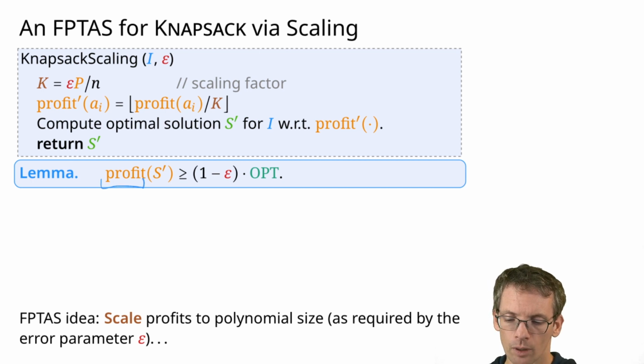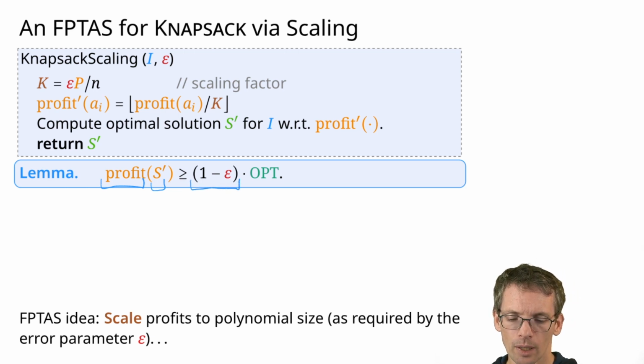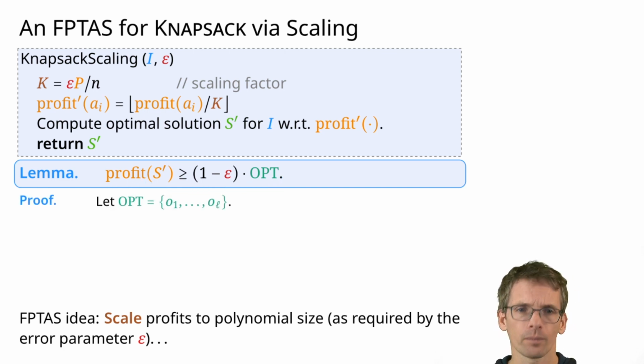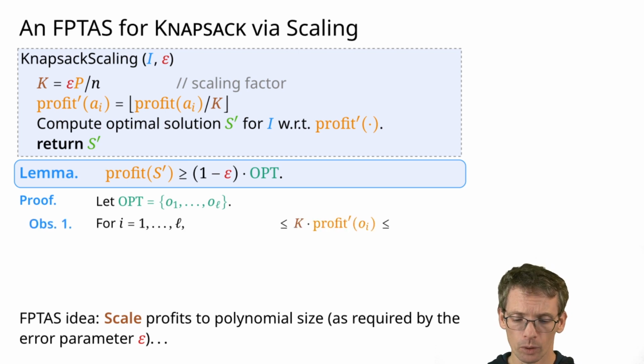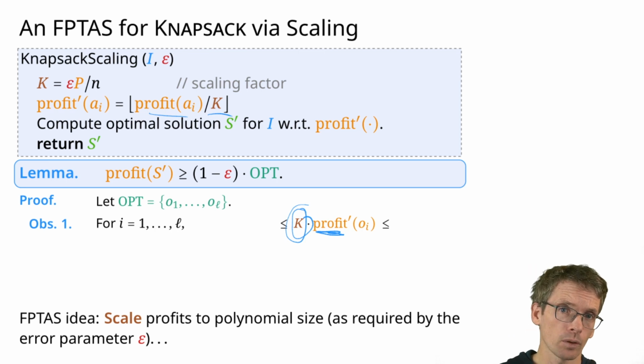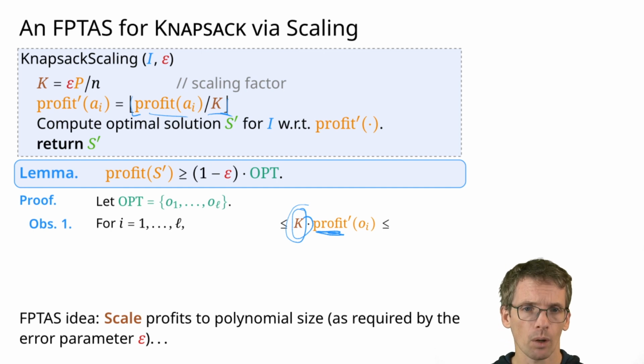So the profit of the optimal solution for the modified profit is at least 1 minus epsilon times the optimal solution. For this, we are going to look at an optimal solution. And now we're going to look at what happens with this optimal solution if we take the modified profit of it and then multiply it by k. The modified profit divides things by k, and then we multiply it by k again, so we essentially get back to the old value. But because we rounded down in between, we might have a rounding error.